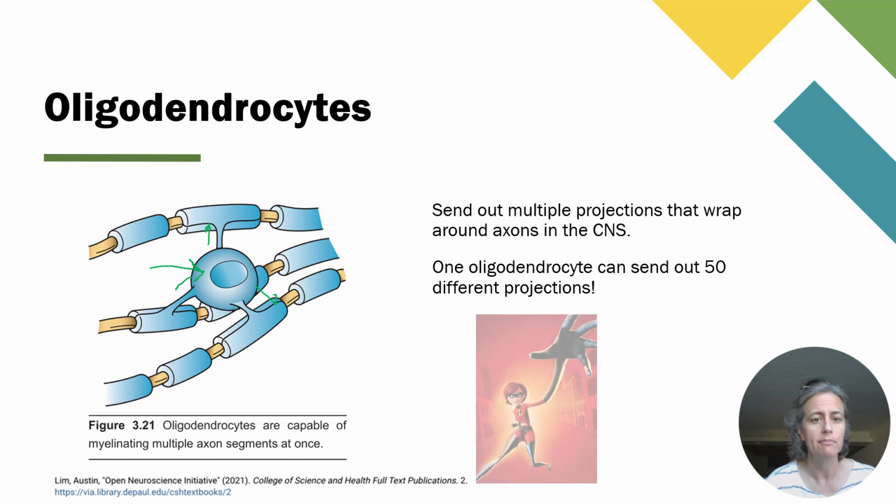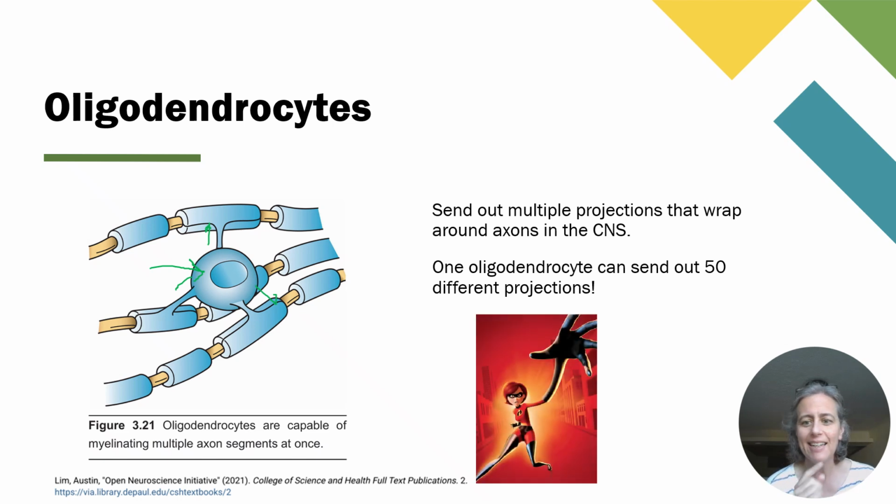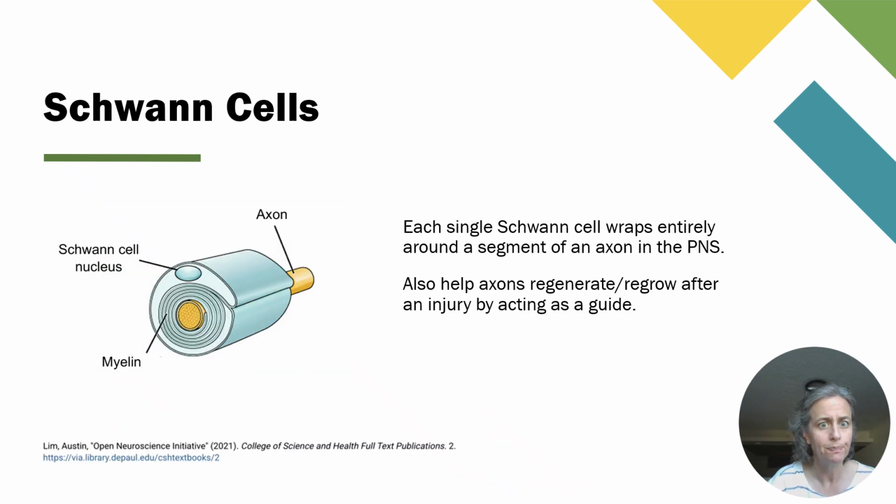It's important. All right, I think of these guys kind of like Elastigirl. Like I think of her arm going out and wrapping around an axon, and her other arm going out and wrapping around an axon. So that's kind of how I conceive of them. But I'm weird. That may or may not work for you.